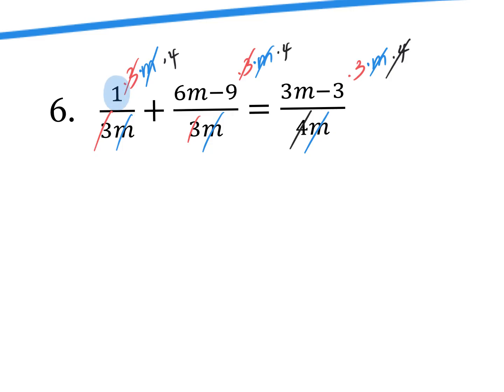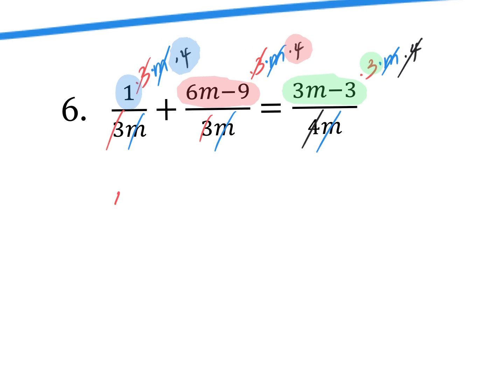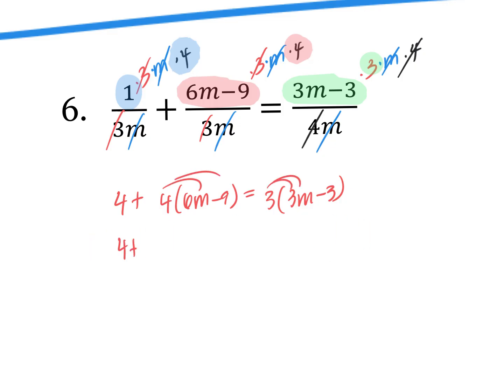So let's say what's left. What's left in my first one? What do we have left, y'all? 1 times 4? 4 plus what times 6m minus 9? A 4 times 6m minus 9 equals a what times 3m minus 3? A 3. Now, you guys don't have to write this step if you don't want to. But as I distribute, some people might have jumped to 24m minus 36 is 9m minus 9.